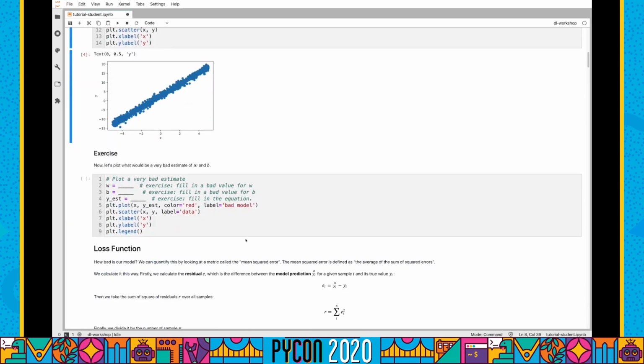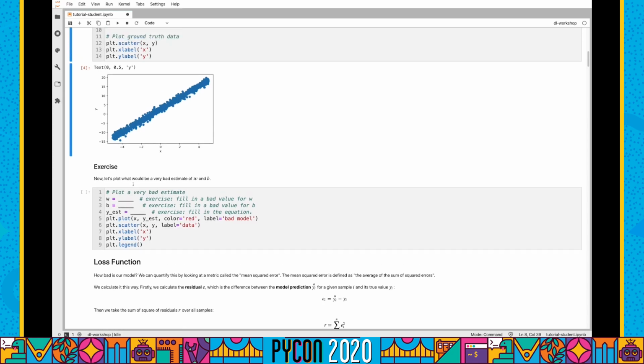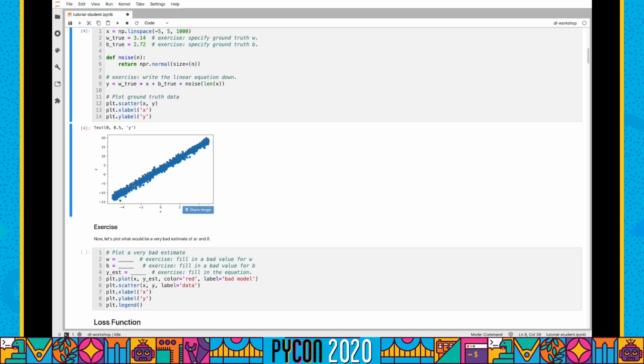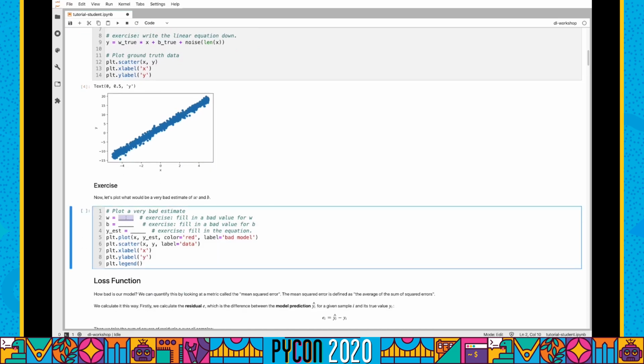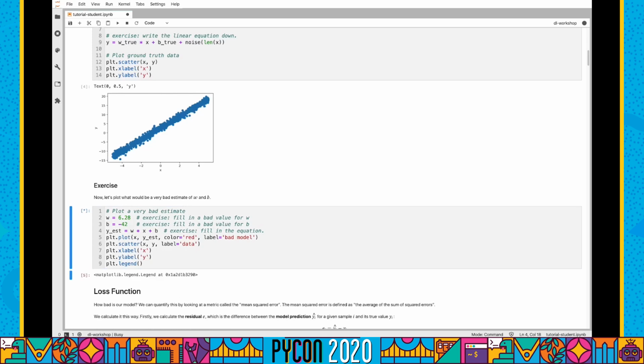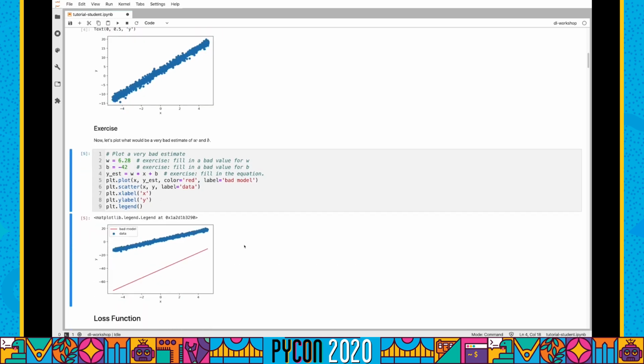So what we're going to do next is plot what we would consider to be a very bad estimate of w and b. Clearly, I put 3.14 and 2.72, so let's do something like 6.28 and minus 42. And then we do y_est is w times x plus b. Let's plot those two over one another. And you can see how clearly bad that model is for the generated data.